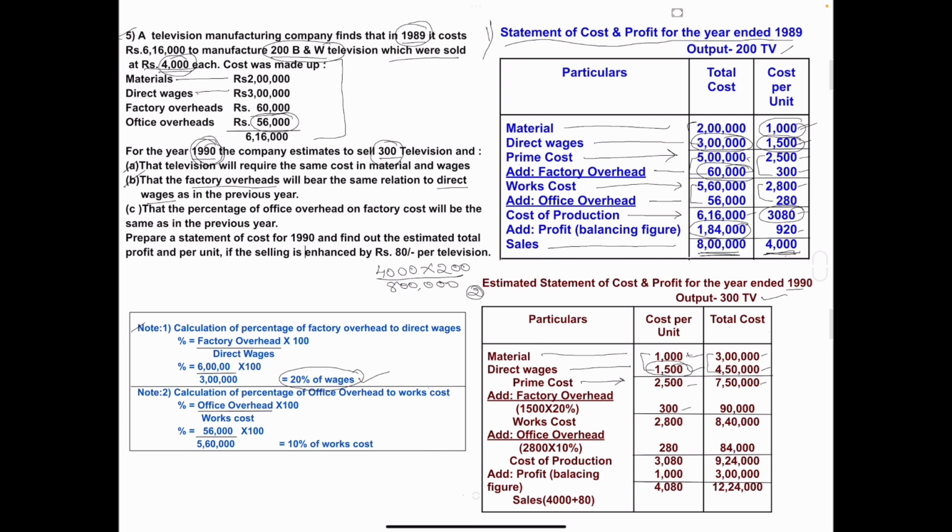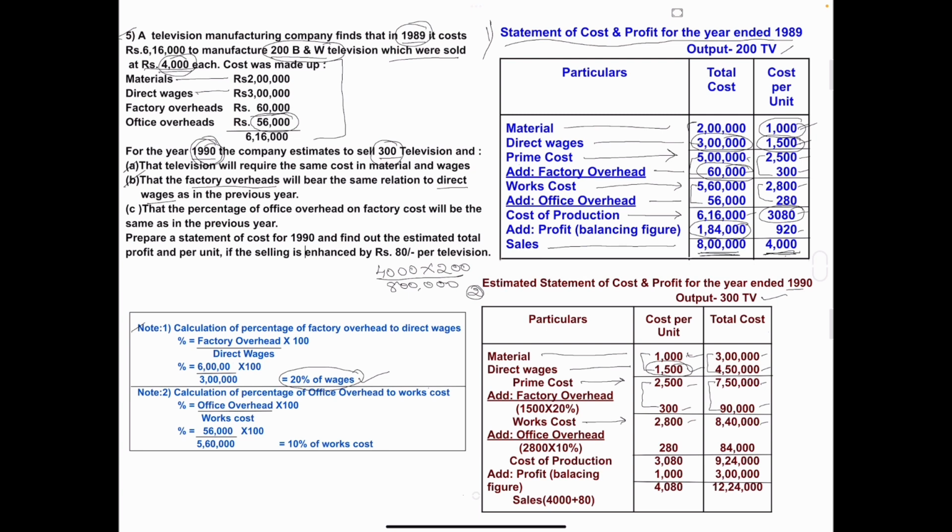First we'll calculate cost per unit: 300. And for total, 300 into 300, we will get 90,000. Add these two, 2,500 plus 300, total is 2,800. And total of these two, 7,50,000 plus 90,000, total is 8,40,000. And this is called works cost.